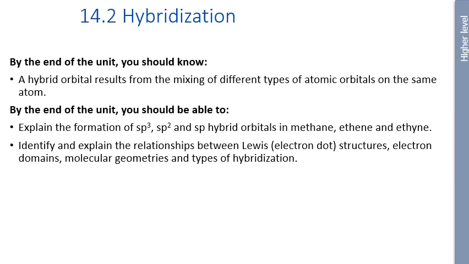So the final unit in the topic is hybridization. By the end of the unit, you should know that a hybrid orbital results from a mixing of different types of atomic orbitals on the same atom. You should be able to explain the formation of sp3, sp2, and sp hybrid orbitals in methane, ethene, and ethyne, and identify and explain the relationships through Lewis electron structures, electron domains, molecular geometries, and types of hybridization.